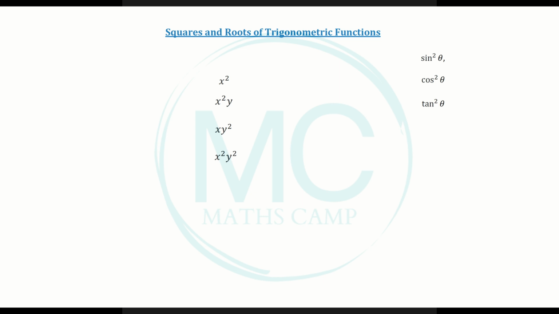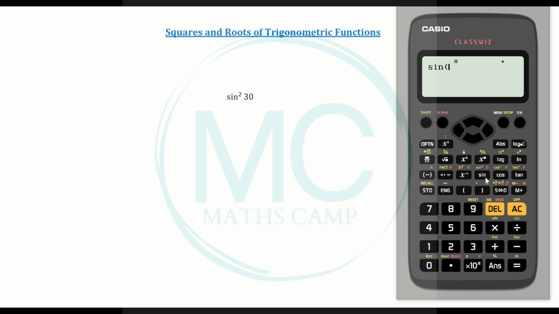If you want to square both variables, we say x squared, y squared. So how do we work with squares when it comes to trigonometric ratios? The biggest mistake that a student can make is to put the trigonometric ratio into their calculator and square it, such as sine squared 30. Let's get our calculator and say sine squared 30 is equal to, and you'll get an error message. So what do we do now?